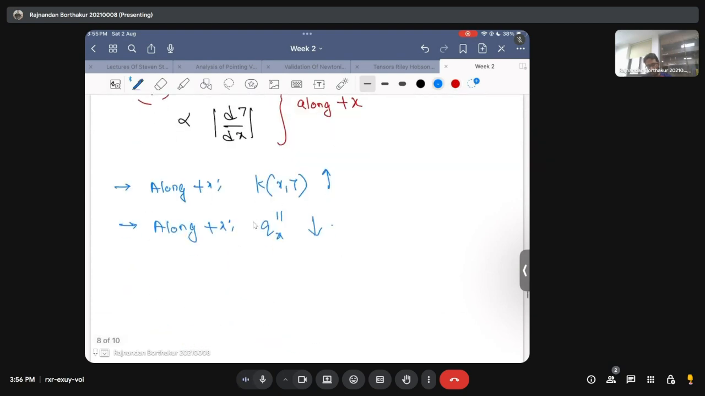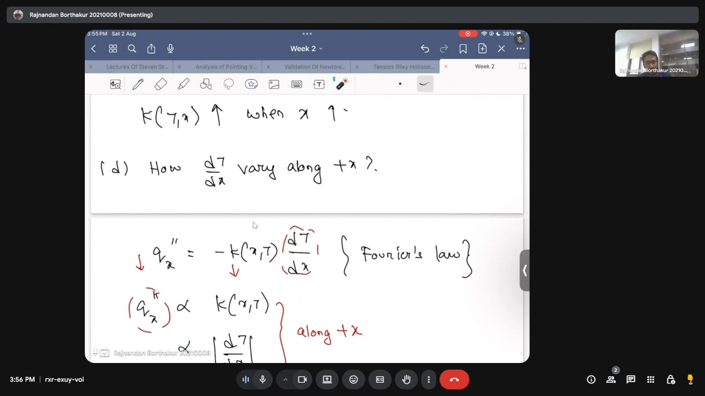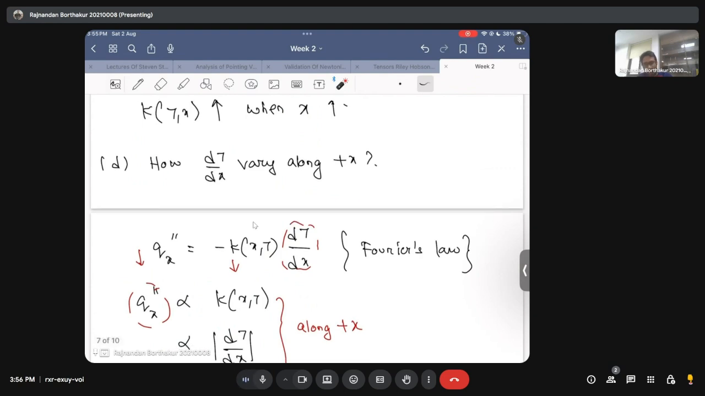So from these two observations, I can say that the magnitude of dT/dx should also decrease with plus x. I made a little bit of confusion here, so I'll clarify things. What they're asking us is how the temperature gradient varies along the plus x direction?